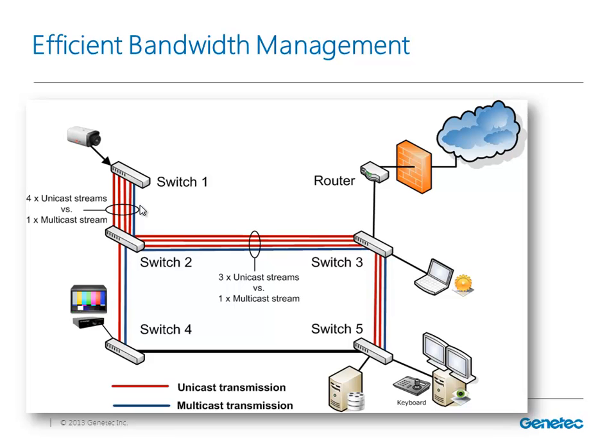The same thing can be achieved using a single multicast transmission, which we can see in this illustration with the blue lines. The camera can send one multicast transmission, which will be received by the decoder, the laptop, the workstation, and the server, thereby saving 4 times as much bandwidth on the first link from switch 1 to switch 2, and 3 times the bandwidth on the second link from switch 2 to switch 3.